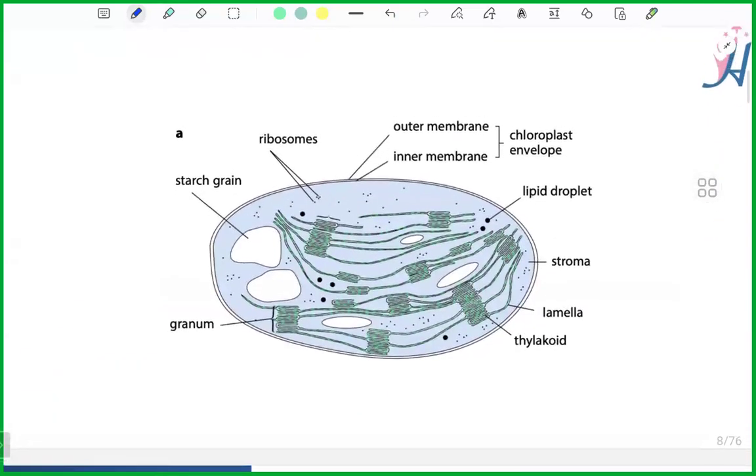So this is the illustrated diagram of a chloroplast. This is just FYI for this level, but if we go to A level, they should know all about it. Here, what I would like to emphasize is that since plants are eukaryotes, they contain membrane-bound organelles, and chloroplasts are double membrane-bound organelles. We can see that they contain an outer membrane and an inner membrane, together called the chloroplast envelope, and they contain the chlorophylls and everything.